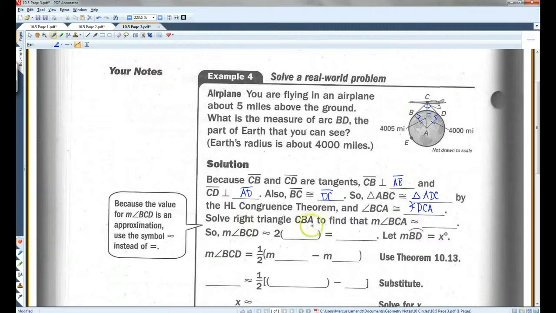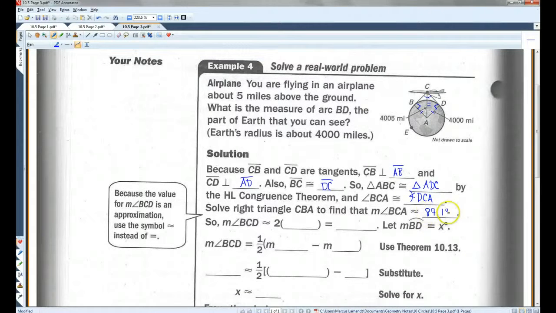Okay, solve right triangle CBA to find that the measure of angle BCA is about 87.1 degrees. What they're doing here, they actually use some trig functions to find this. I'm not going to have you guys worry about this. I'll just give this to you. Just know that this angle equals this. Okay, so the measure of angle BCD equals twice 87.1, which is about 174.2.